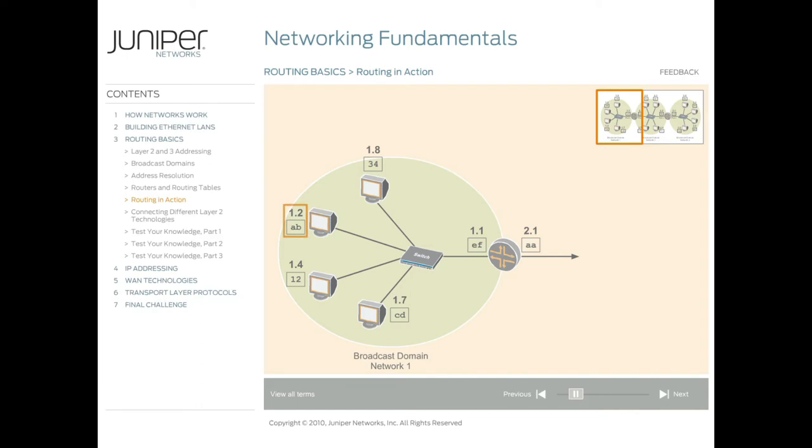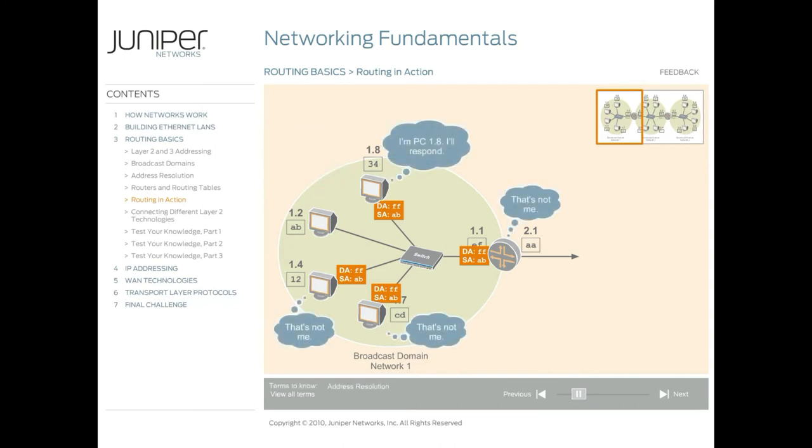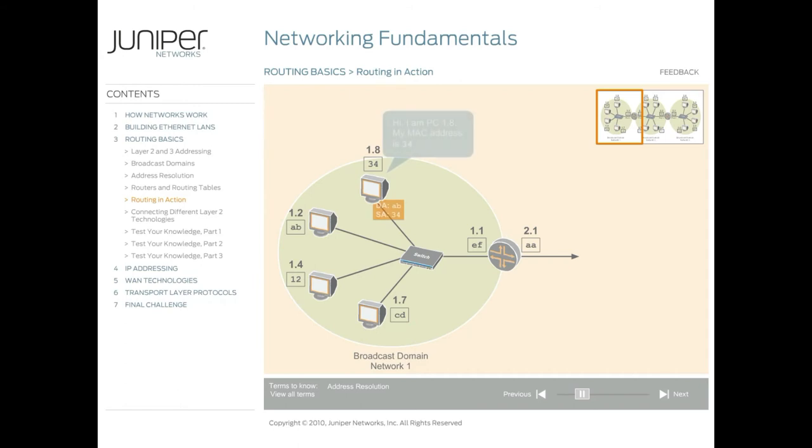In the previous example, when PC 1.2 wanted to send data to PC 1.8, the sending PC's network portion was the same as the destination PC's. Therefore, PC 1.2 simply sent out an address resolution request to determine PC 1.8's MAC address. Remember that an address resolution request is sent to the broadcast MAC address, so all devices in the broadcast domain receive this request, including the router. Since the Layer 3 address in the address resolution request does not match the router's Layer 3 address, or in the case of IP networks, the IP address, the router simply drops the packet. It does not forward broadcast frames out the other ports, hence reducing network traffic. PC 1.8 is the only device that responds to this address request. After receiving the response, PC 1.2 will fill in the source and destination MAC addresses and transmit the frame.